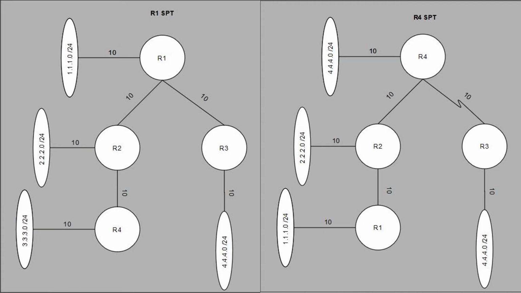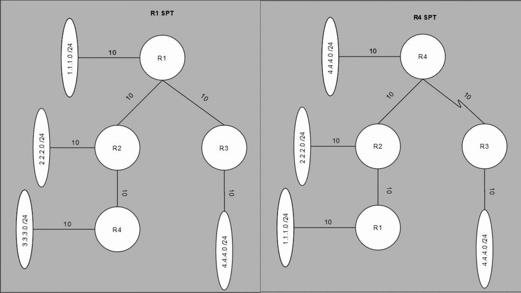So here we have the SPT calculated by router 1 and by router 4. Looking at the shortest path tree, it appears there's no redundancy in the network. However, the shortest path tree is the shortest path to a destination. Topology changes will cause the shortest path tree to recalculate and the SPT may change.